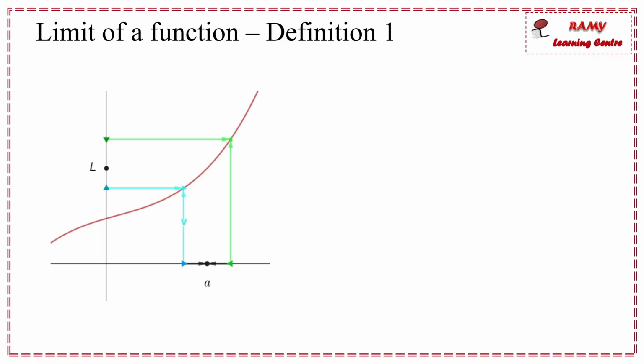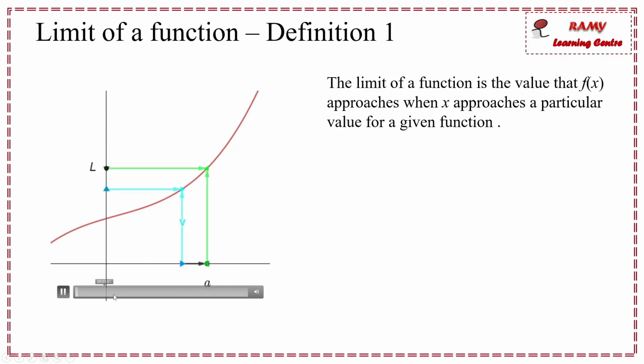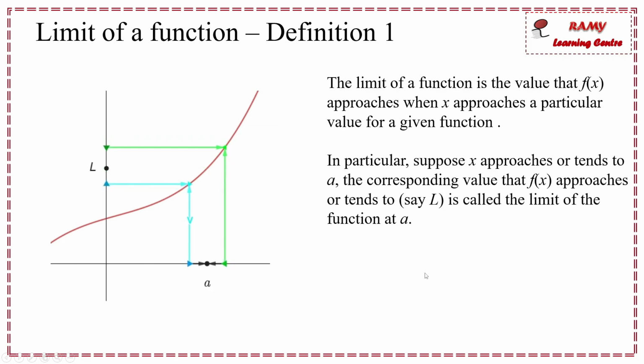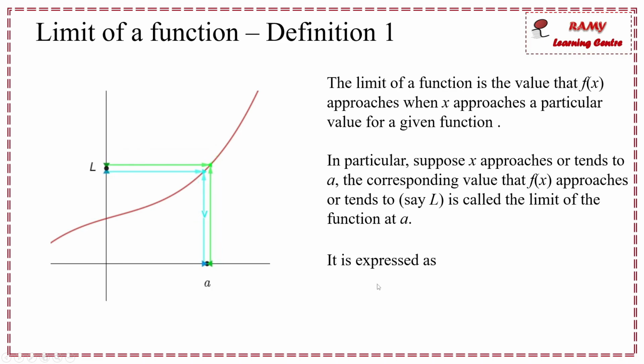Let us look at the definition of a limit of a function. We know that the limit of a function is the value that f(x) approaches when x approaches a particular value for a given function. Now let a and l be any two real numbers. As x approaches a, we find that f(x) approaches l, or as x tends to a, f(x) tends to l for this given curve. This is expressed as the limit as x tends to a of f(x) is equal to l.